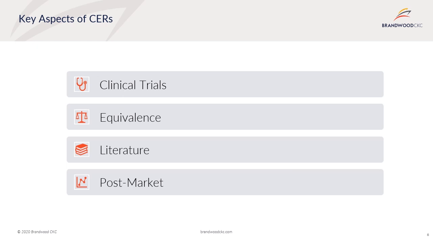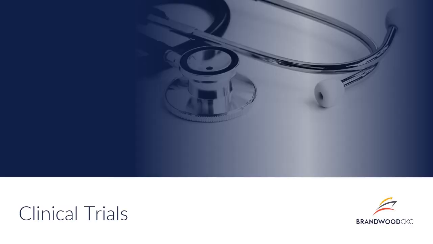We will then talk about equivalence. This is also known as the demonstration of equivalence, and we'll talk about some factors to consider when using this avenue in your clinical evidence report. We will then talk a bit about literature, what to think about when conducting a systematic literature search, as well as the types of sources to consider. Lastly, we will touch on post-market data, the types of data and the specific things to consider when presenting this information in your clinical evidence report. So firstly, clinical trials.